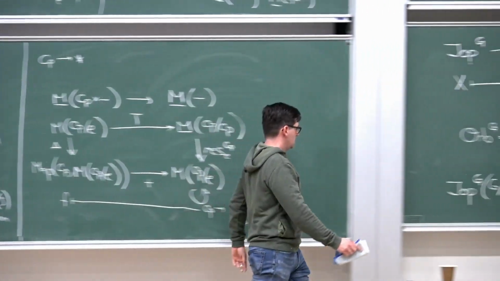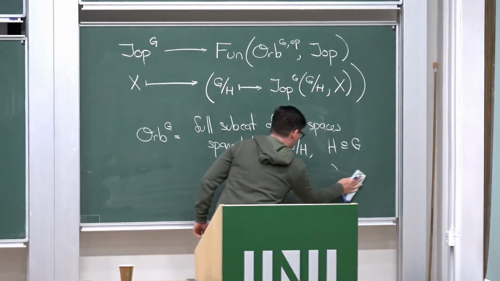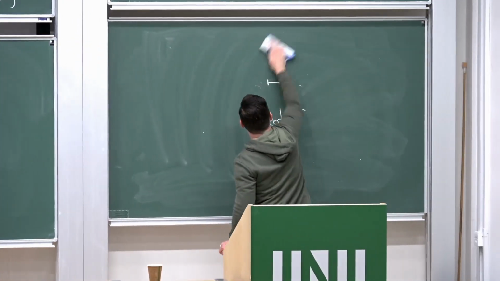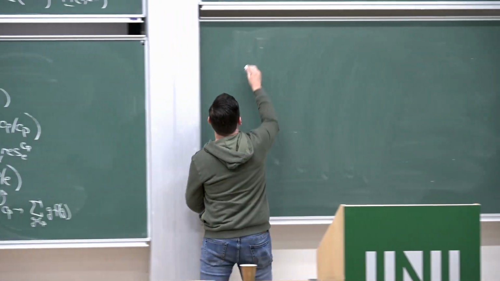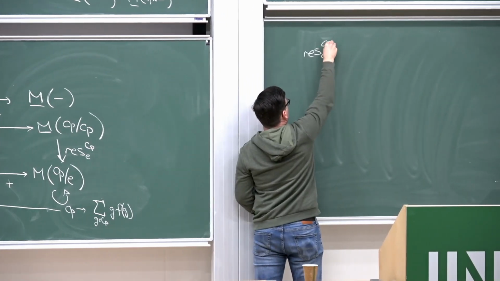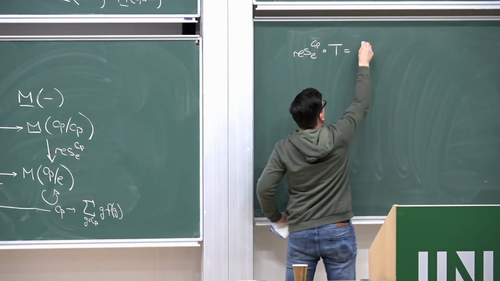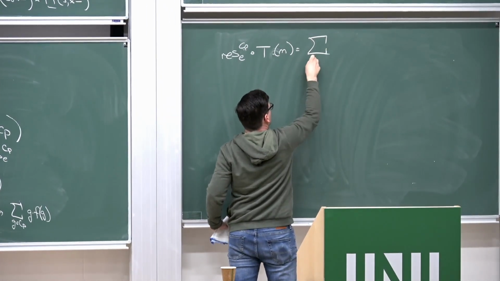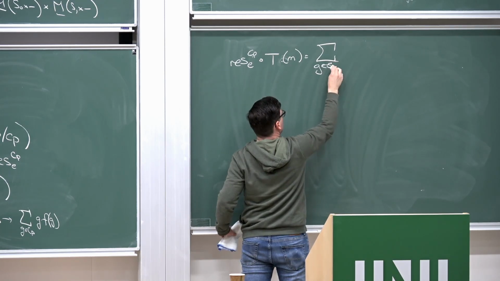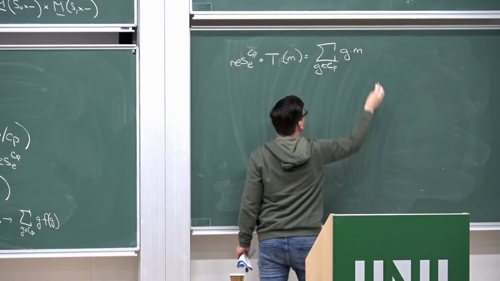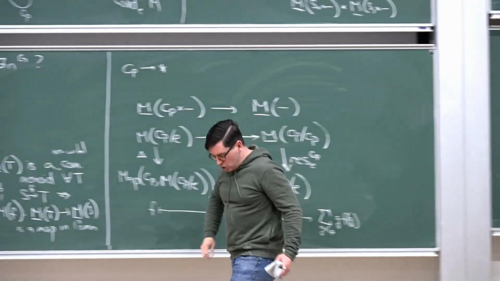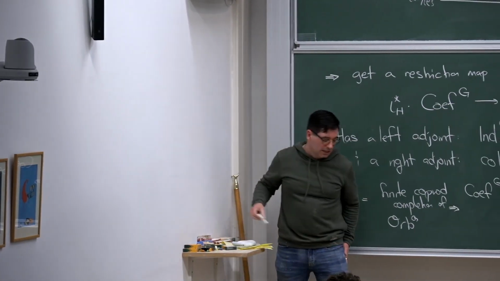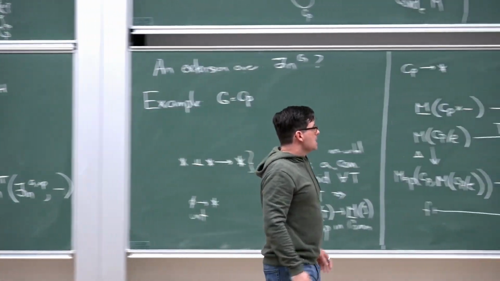So when I compose these, the restriction composed with T of some element M is just the sum over G in CP of G times M. This is the usual formula, and I think Clover probably talked about this in her first talk, which, I don't know, I was on a bus, so I didn't quite make it.